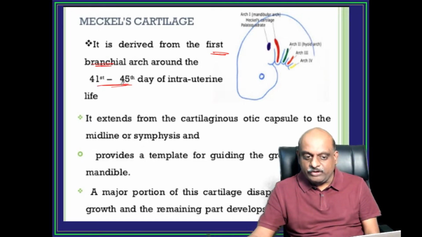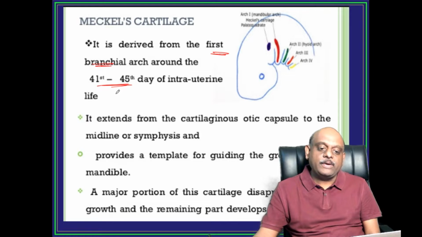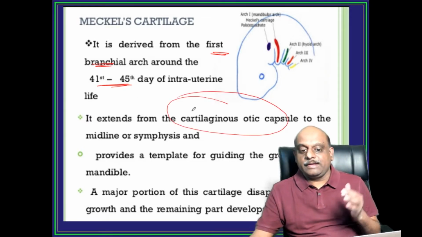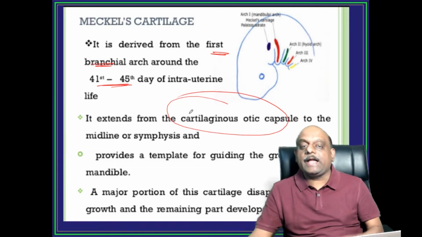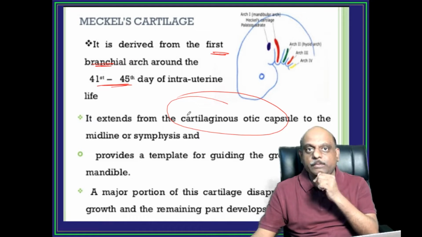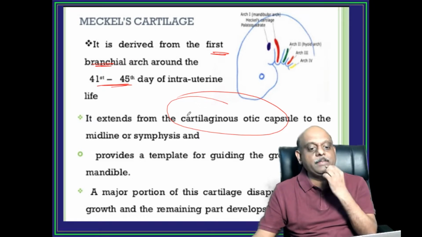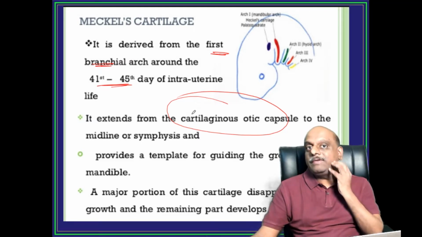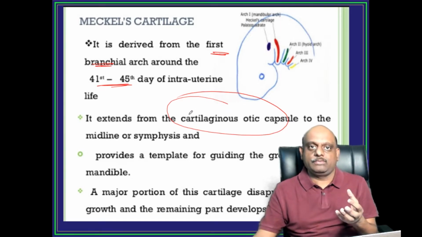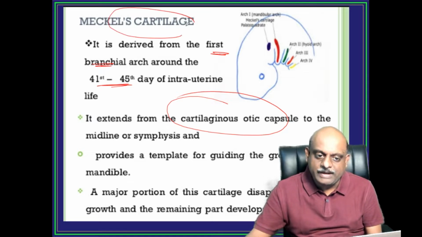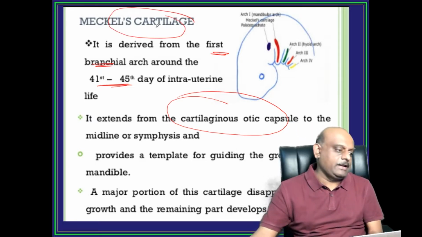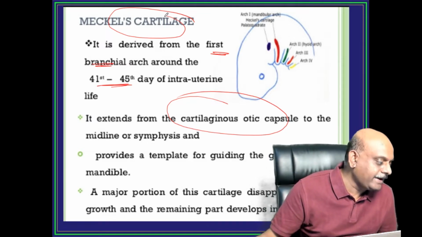Develops between 41 to 45 days of intrauterine life. It extends from the cartilaginous otic capsule to the midline. From the ear to midline, it typically extends. So when the mandible is growing, it requires a template on which it has to grow. So the whole purpose of the Meckel's cartilage is to provide the template for the growth of the mandible, is what you have to emphatically remember.